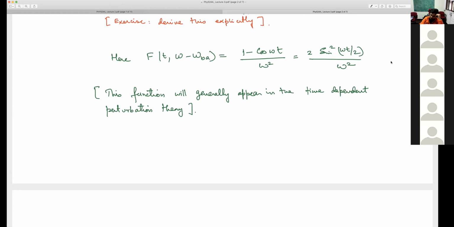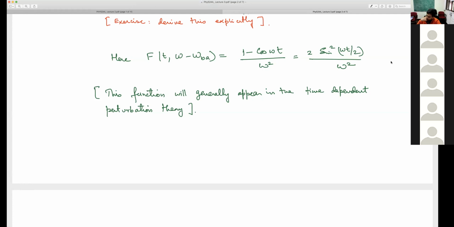It goes to t²/2, because for small x, I can expand sin x as x. So the numerator, sin²(ωt/2), when ω goes to 0, will just become ω²t²/4, and divided by ω². So ω² goes away, and I'll just be left with t²/4.